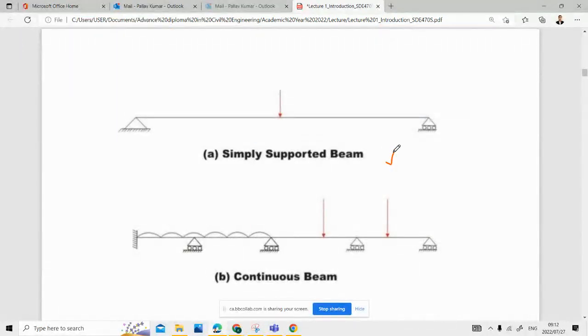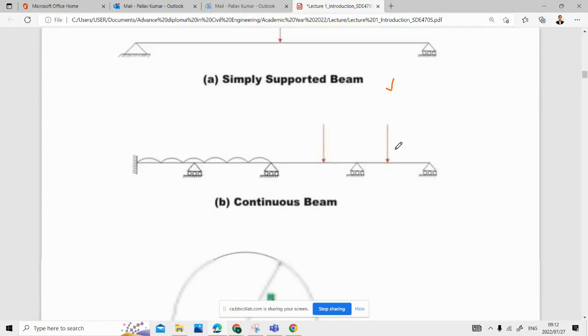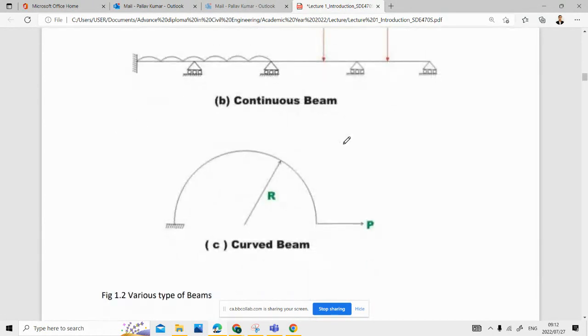This you all know. I'm not going into detail on the simply supported beam, right? This is a continuous beam. You already know. You will also come across curved beams with a certain radius wherever there is an architectural arrangement.